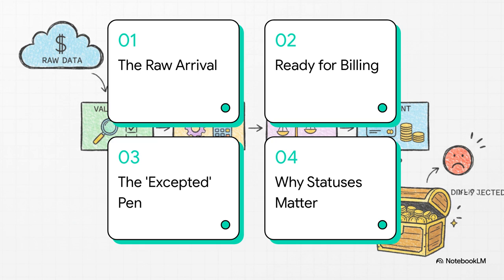All right, here's the game plan. First, we'll look at its raw arrival. Then we'll see what it takes to get ready for billing. We'll also check out this interesting accepted holding pen. And finally, we'll wrap up with why all of this matters so much.